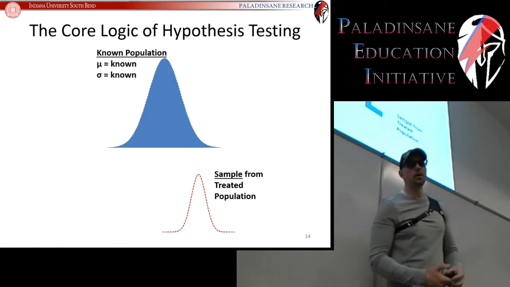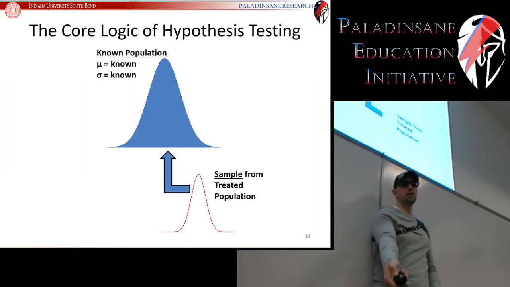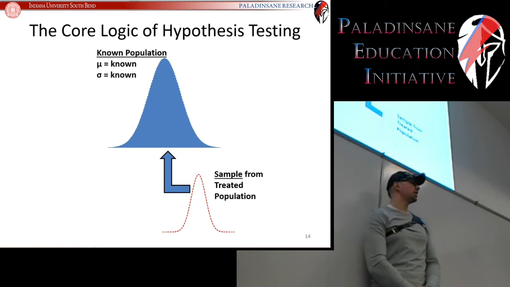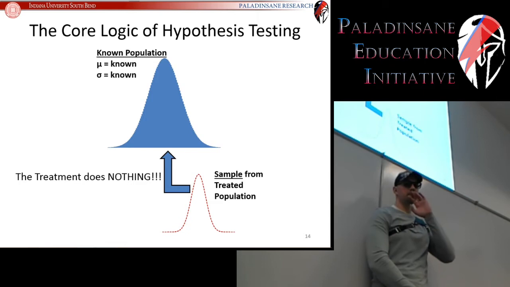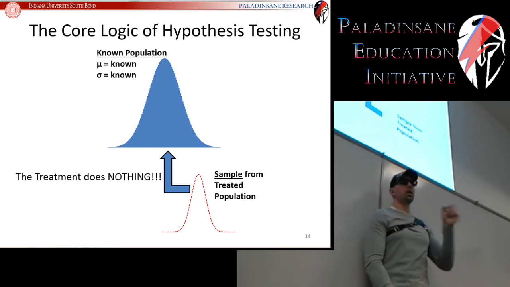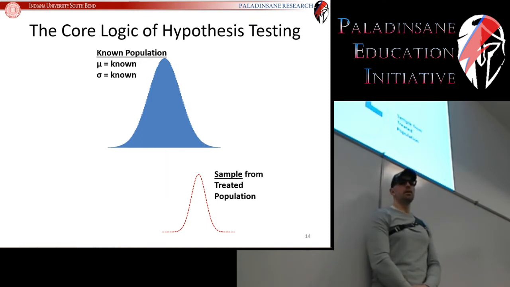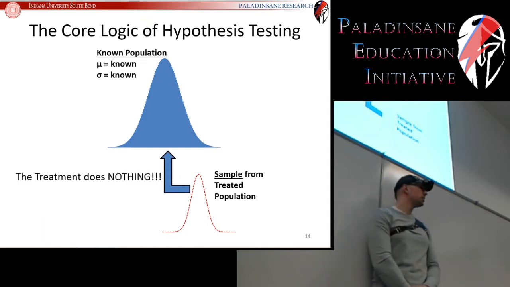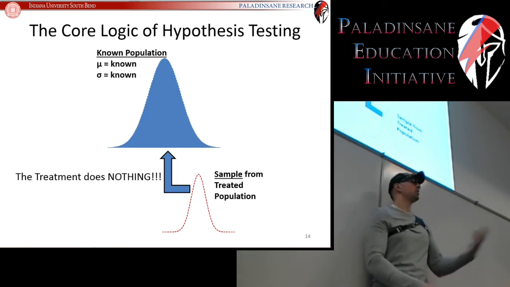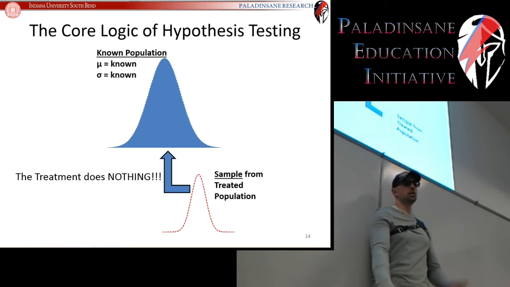Well, this sample could have different likelihoods of coming from this population. So just to reiterate what I just mentioned, if the sample still belongs to the known population, right? So if we make the decision that this sample belongs to the known population, that means that the treatment didn't do anything. It started off as a part of the known population. We treated it. It's still part of the known population. We haven't changed this sample at all. Still belongs to the known population. If that's the case, then we accept the null hypothesis.